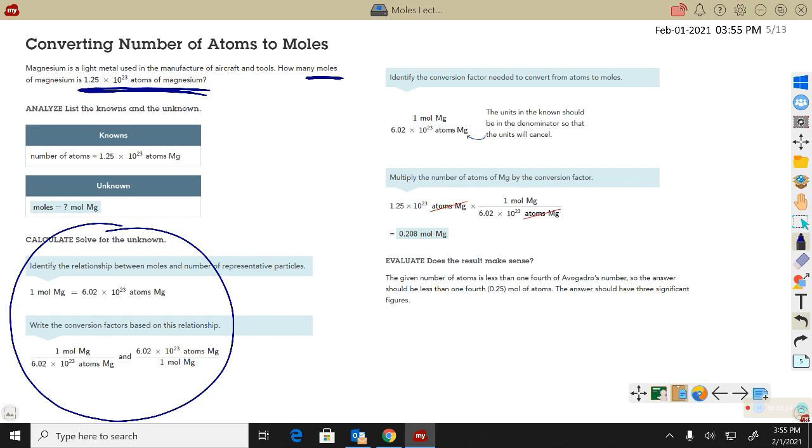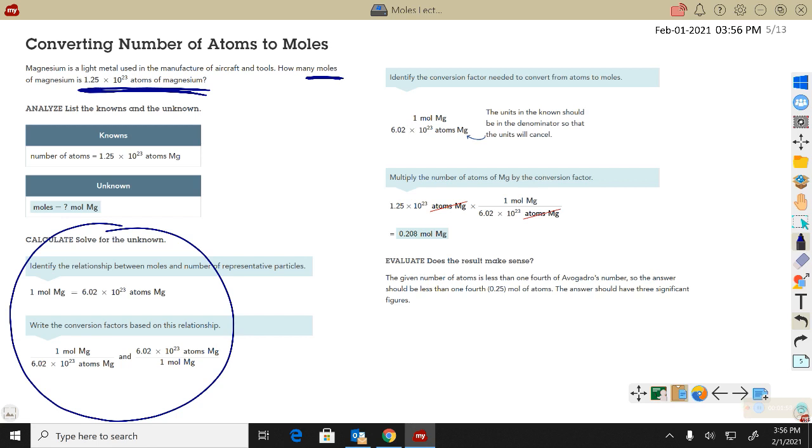Now we can use that in different ways when I start setting up my proportions for a calculation. We can have the 1 mole on top over the 6.02 times 10 to the 23rd, or the opposite. We can have the atoms on top, 6.02 times 10 to the 23rd atoms over 1 mole. It's an equivalent comparison or conversion factor. Now, how do we know which one to set up? Well, here's how I like to run these things.